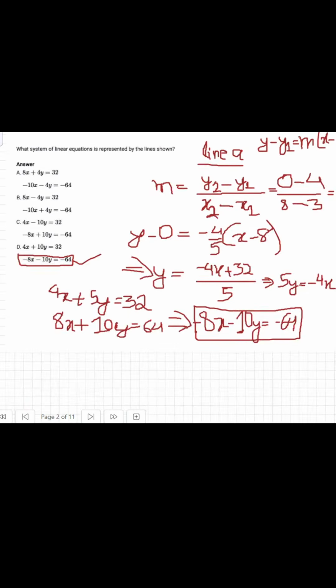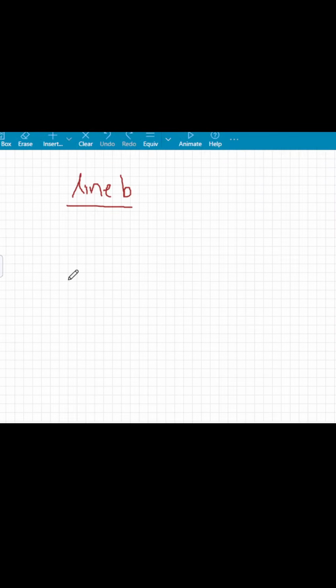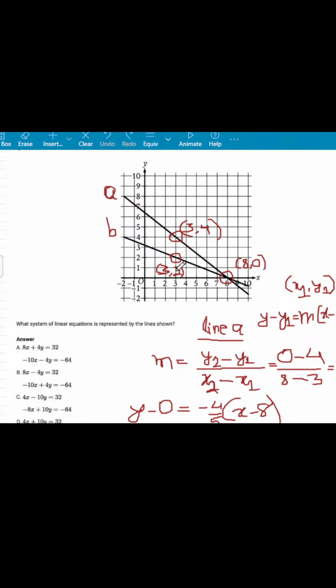So let us do it for line B. And for line B, just to show the full solution, this is the answer, but we'll derive it so that we can get the full solution, and so even if there are no options, we can find the answer. Okay, so we have these points (3, 2) and (8, 0).